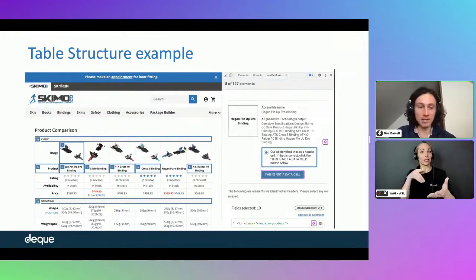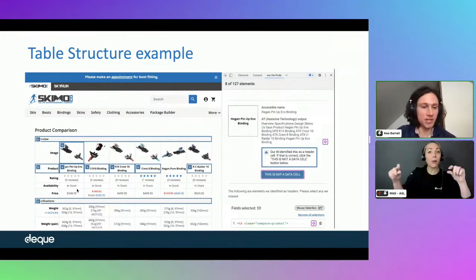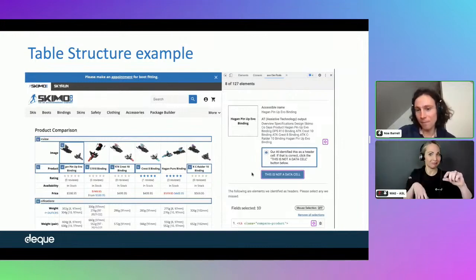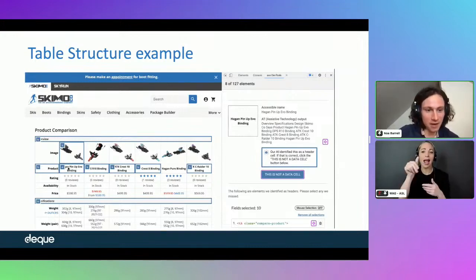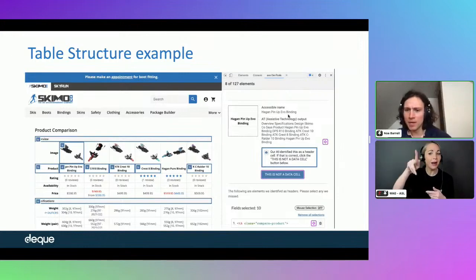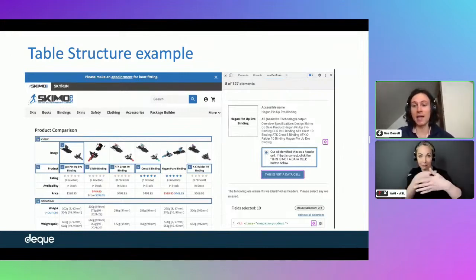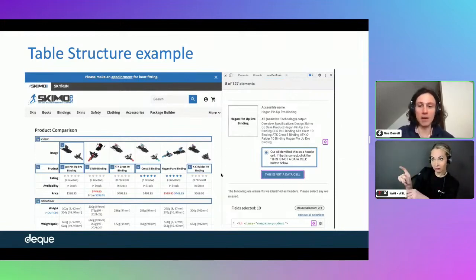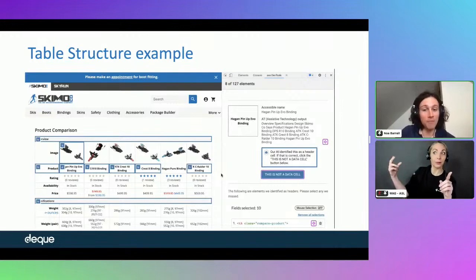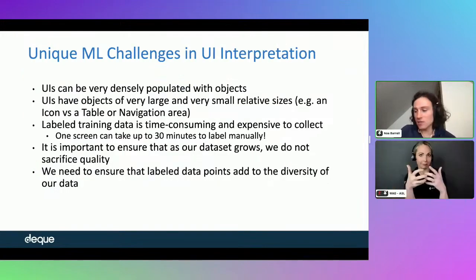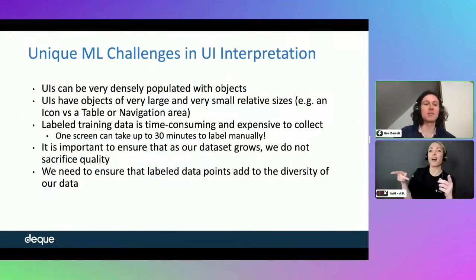And so then we take a look at this one. In particular, the one that we're interested in right now is the Hagen pinup Evo binding, right here in the top left area of the table. And we're able to look at this and say, this has been programmed as a data cell. Our AI identified this as a header cell. If that is correct, please click the "This is not a data cell" button below. And so again, we ask the user a question and use our machine learning to guide them towards the correct markup for this table.